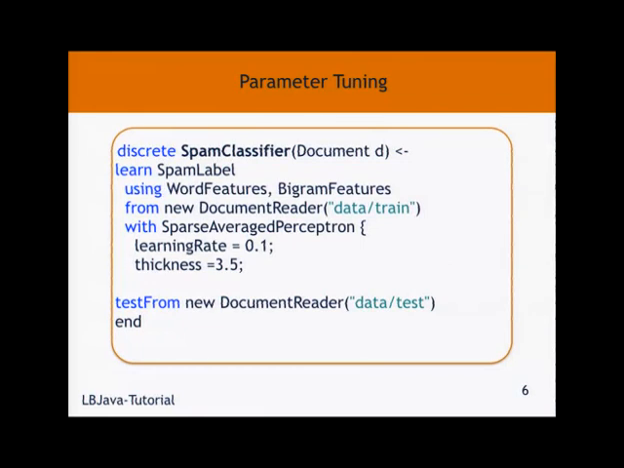So we have the spam classifier, which applies on a document in the first line. And then I say, okay, I want to learn the spam label, and I want to use word features and bigram features. And my data is stored in the folder data/train. Now I'm writing the algorithm name. I want to use sparse average perceptron.